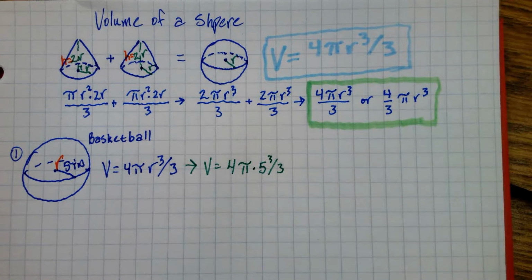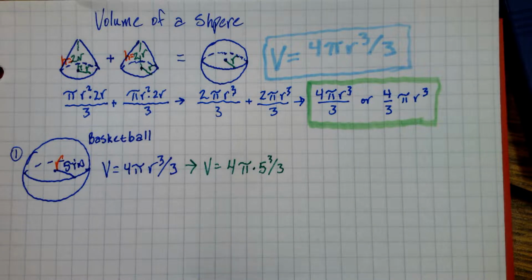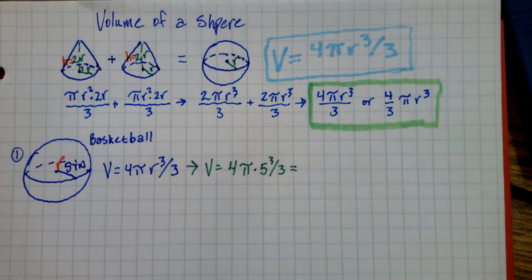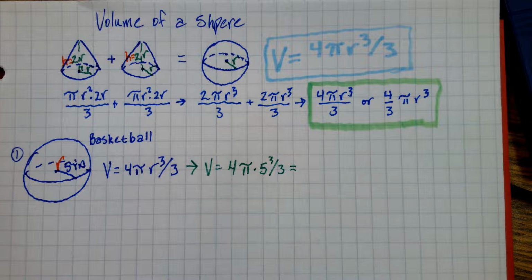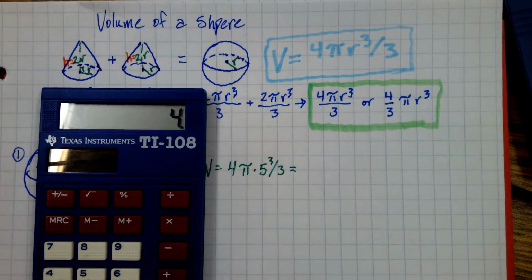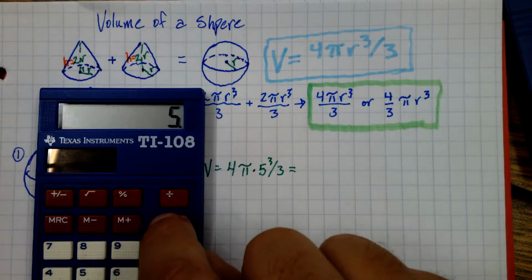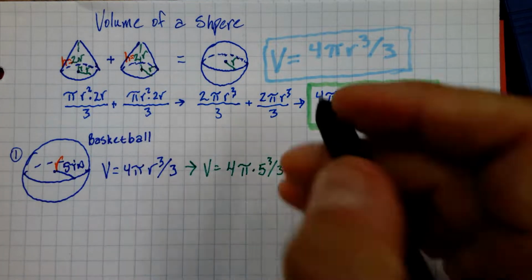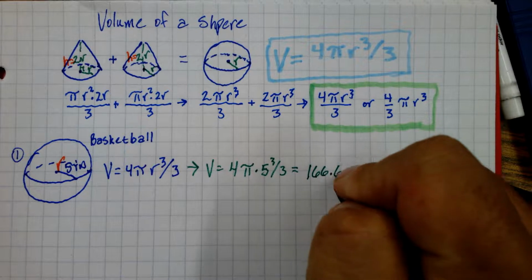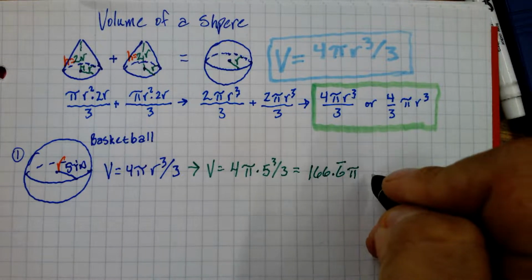Now, let's put this into the calculator. So we're going to multiply all our numbers: 4, 5 cubed, and then divided by 3. How many times are we going to multiply 5? 3 times. So it's 4 times 5 times 5 times 5, and then divide by 3. Okay, let's do that. 4 times 5 times 5 times 5 divided by 3. And I get 166 and 2/3, or 166 and 6 repeating. And then we just put pi at the end. And this is cubic inches.